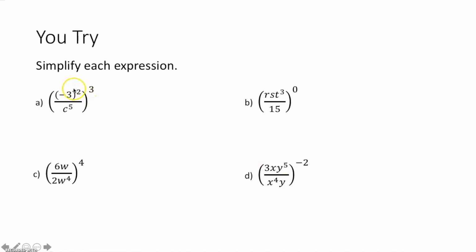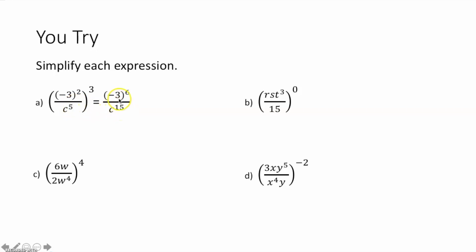Again, raise the numerator to the third power and the denominator to the third power. So negative 3 squared, all raised to the third power. Power to a power, you multiply those, so you get negative 3 to the sixth power. In our denominator, power to a power, c to the fifth being raised to the third power, you multiply those, you get c to the 15th.